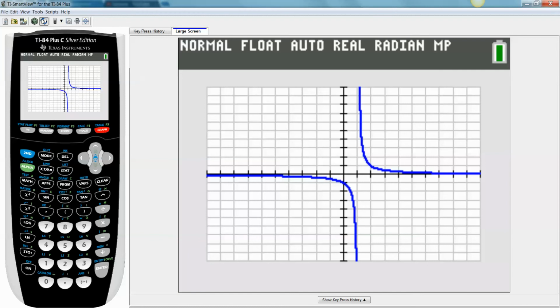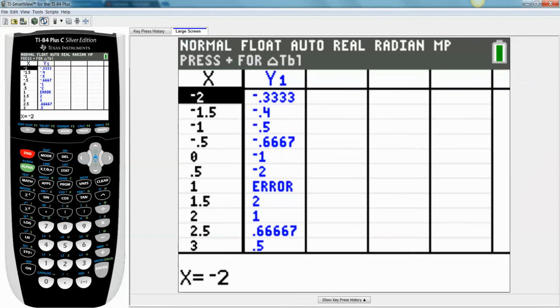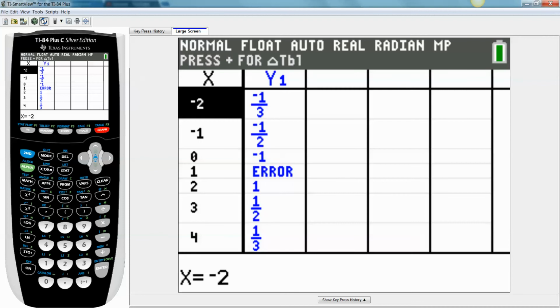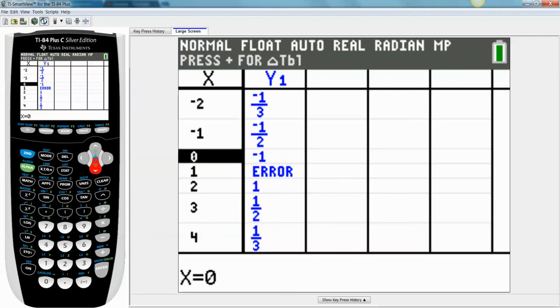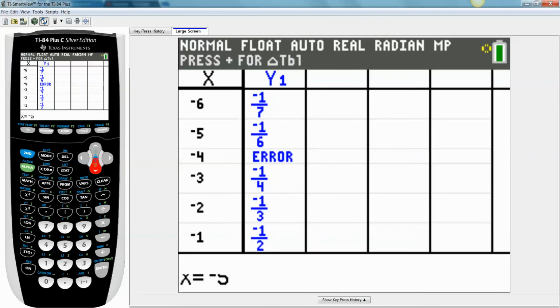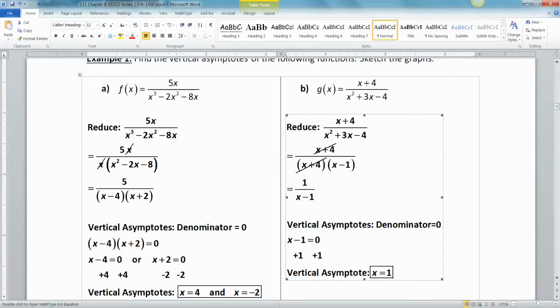Now I want to show you something else real quick. I don't need to have the table set at 0.5s anymore, so let me make these change in table 1. There we go. All right, so when I go to the table, you can see right there at 1 it has an error. That's my asymptote. But there's actually another error. It's right here. See it at -4. And that's because I typed in the original expression. I just wanted to comment on that.